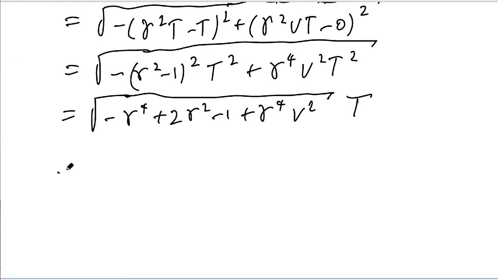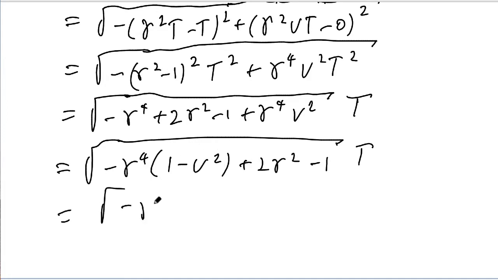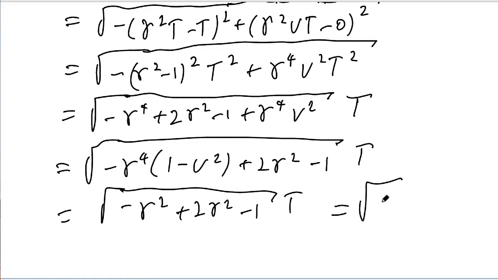All right, let's combine these two terms with the factor of gamma to the fourth. So this is minus gamma to the fourth times 1 minus v squared plus 2 gamma squared minus 1, all times capital T. Now 1 minus v squared is 1 over gamma squared. So this is minus gamma squared plus 2 gamma squared minus 1 times capital T, which simplifies to gamma squared minus 1 times capital T.